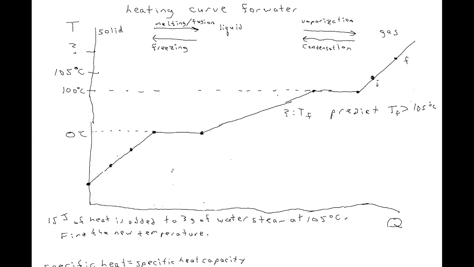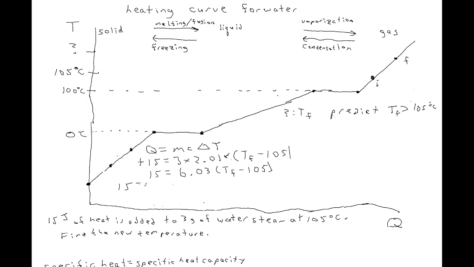Q is equal to MC delta T. And since it's adding heat and it's gaining, that means that Q will be positive. So positive 15 is equal to 3 times the specific heat of steam, which is 2.01, times TF minus 105. And then 15 is equal to 6.03 times TF minus 105. Use the distributive law. And 15 is equal to 6.03 TF minus 633.15.